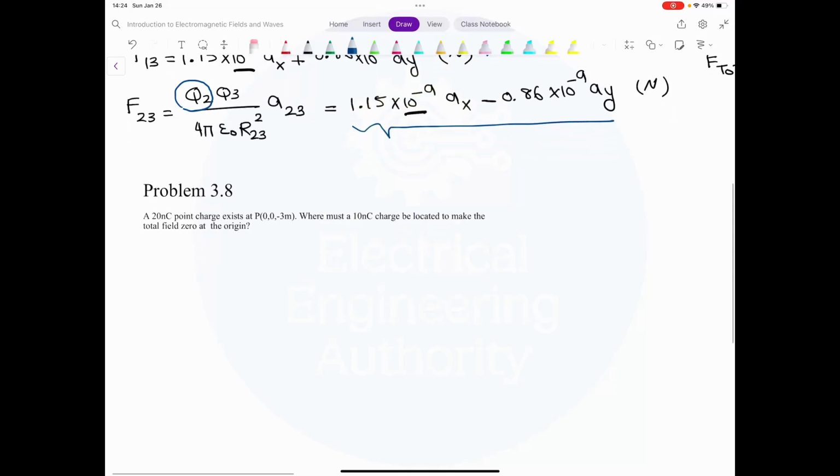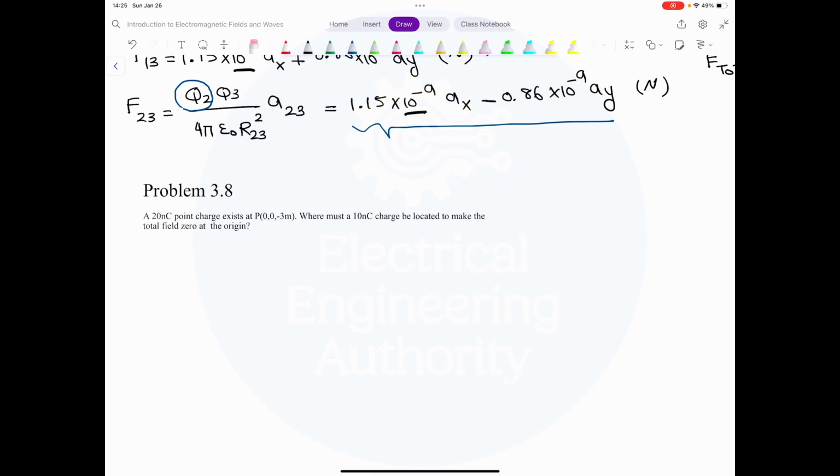Is that it says that we have a point charge that exists at 0, 0, -3, and it's 20 nanocoulomb, the value of that. Now, where must a 10 nanocoulomb charge be located to make the total field 0 at the origin? Now, this time, normally we give you point charges, and until this point, we gave you the point charges and their values, their location, and we ask you to find, for example, the force or the electric field. This time, we're doing something different.